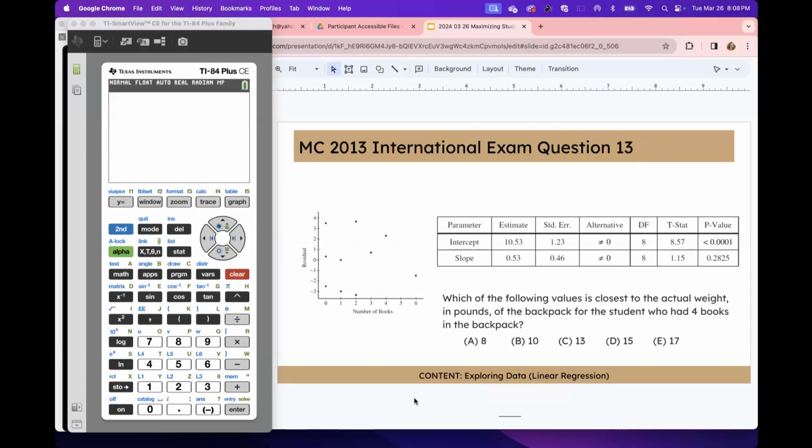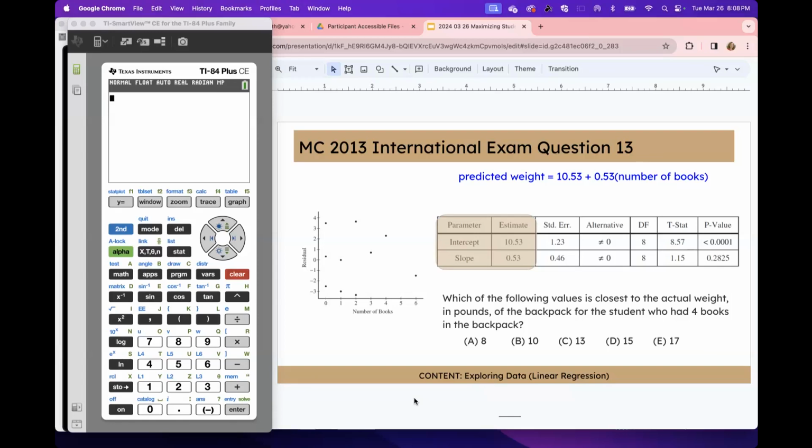Now, for this question, we can't just ask the calculator and it's going to pop out an answer. The student has to do a little bit of work with interpreting the information they're given in this table and the residual plot. So on this question, our students need to be able to take those first 2 columns and actually write the regression equation. I chose to write it out in words because I like focusing on what the variables are. Predicted weight equals 10.53 plus 0.53 times the number of books. And that is pulling the information that they have in the table.